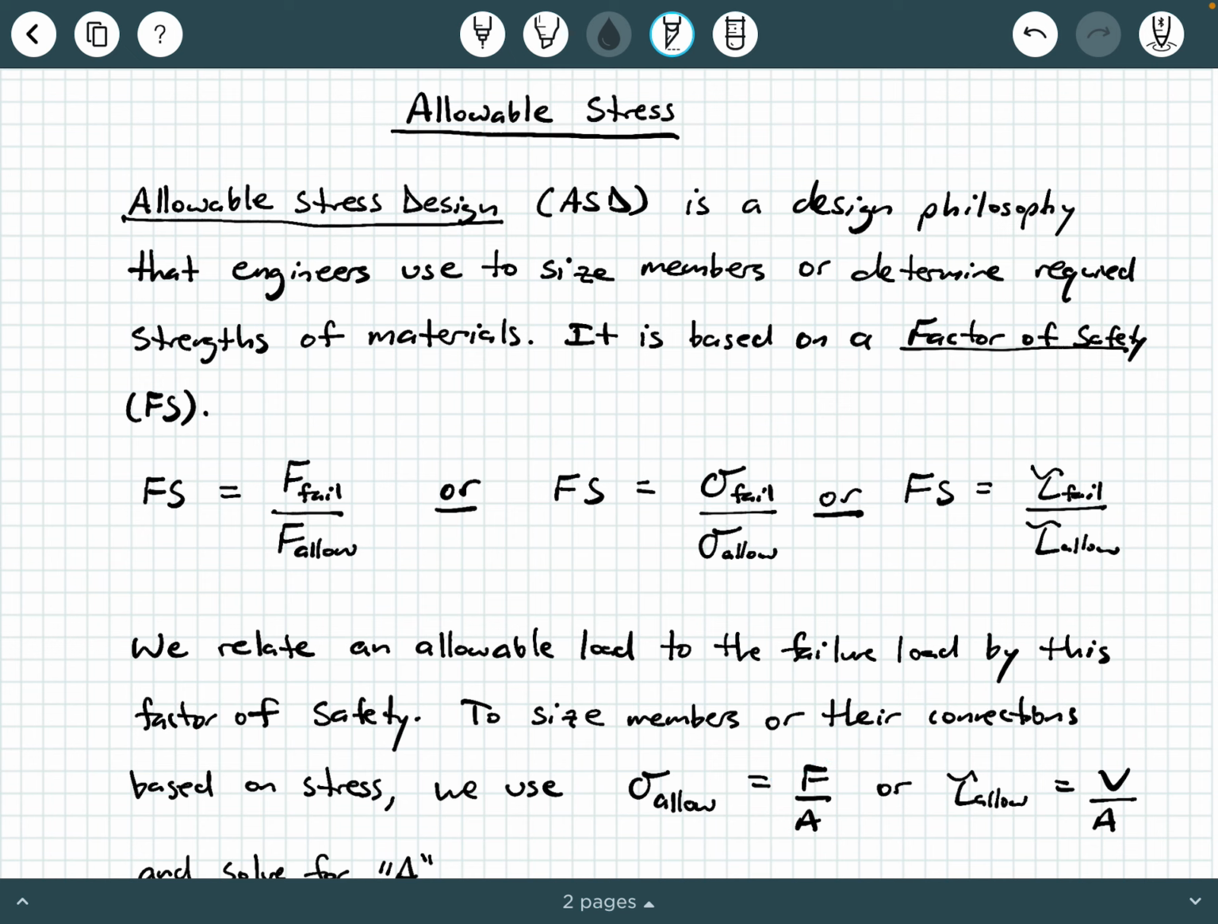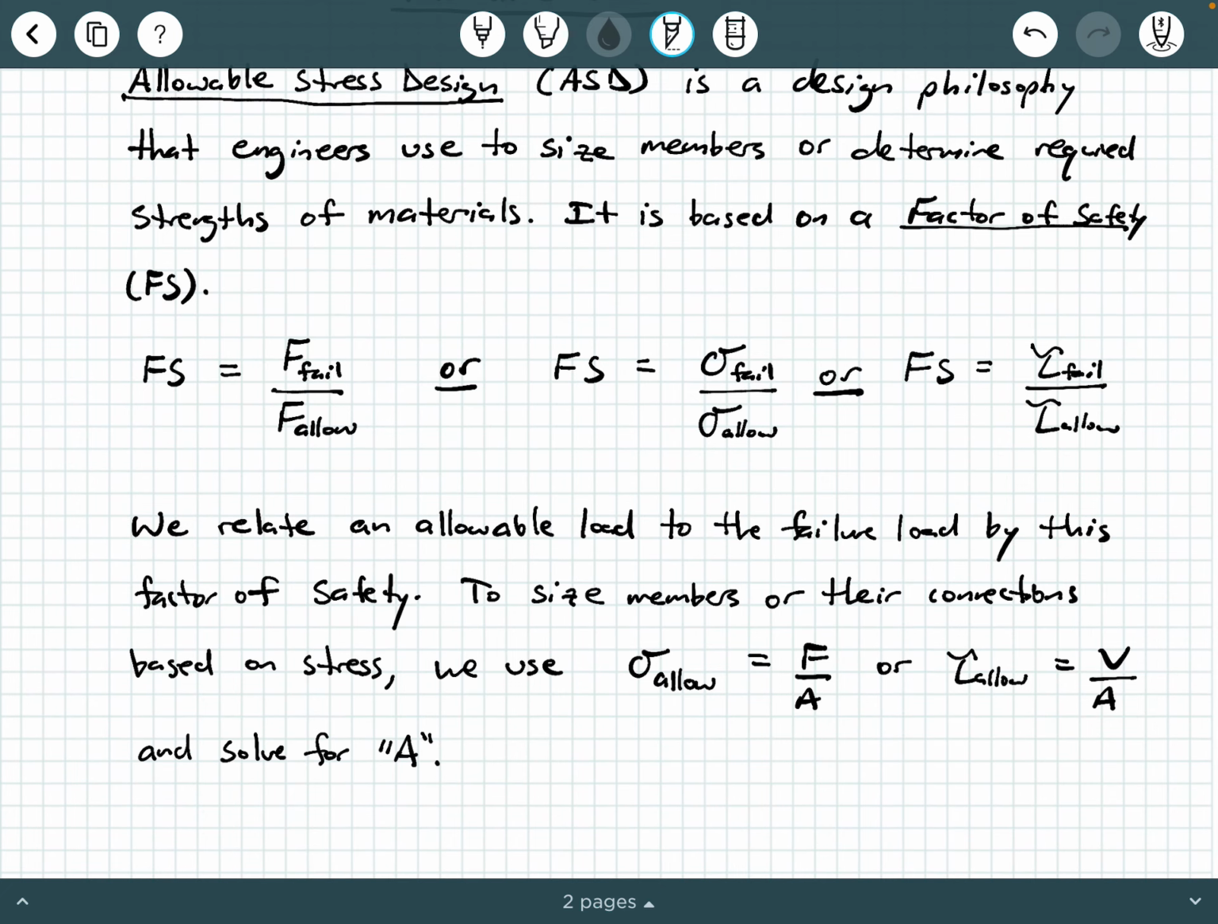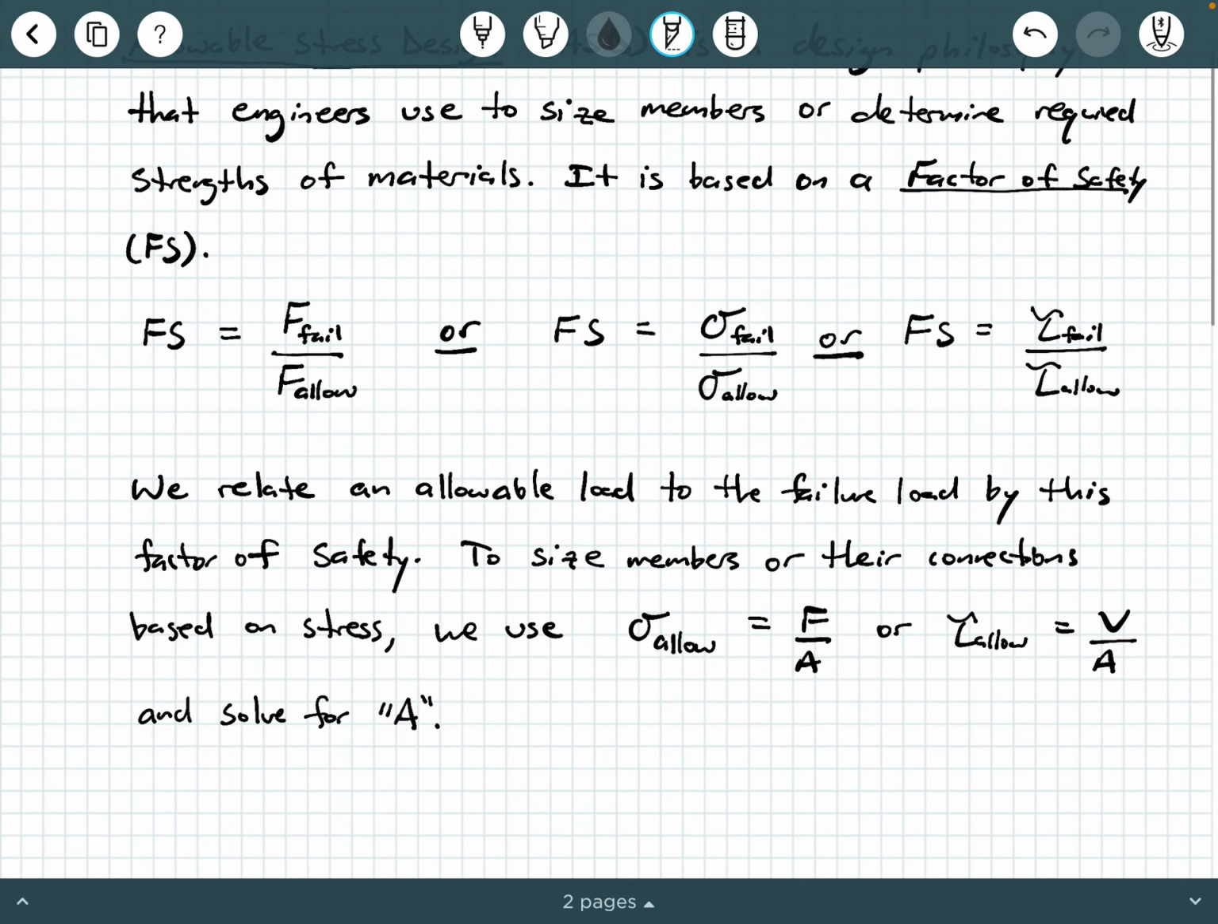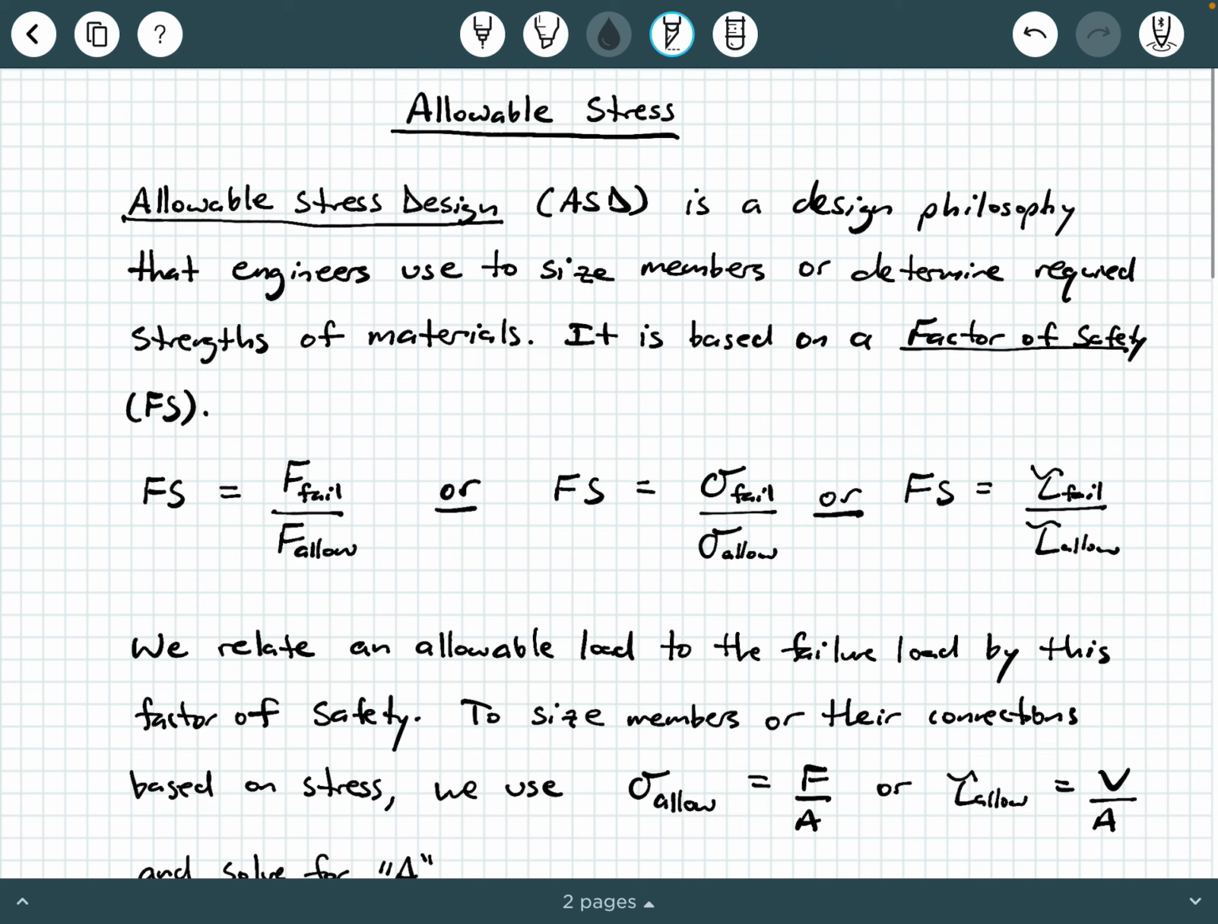Similarly, you put this V over A in the denominator of tau allow, okay, and then you'll have a factor of safety equaling a shearing stress failure divided by V over A. And so that's how we can relate a cross-section area into factor of safety and then size a member, okay? And so we can say solve for A there, all right? So that's our quick background information on allowable stress.